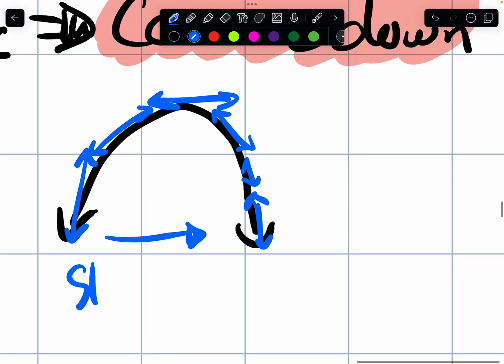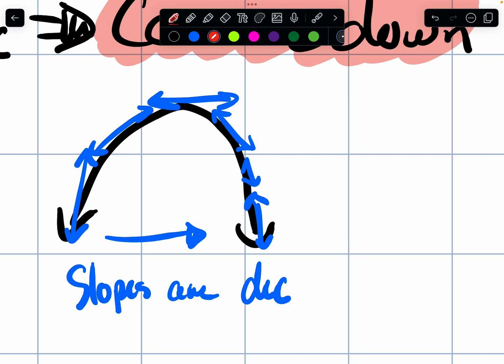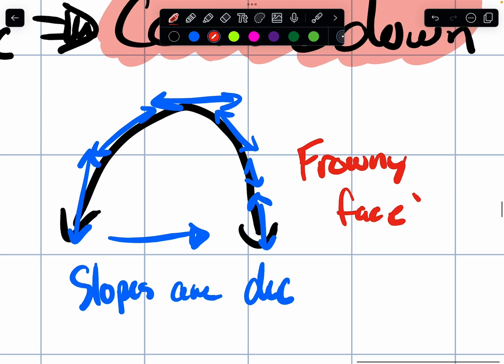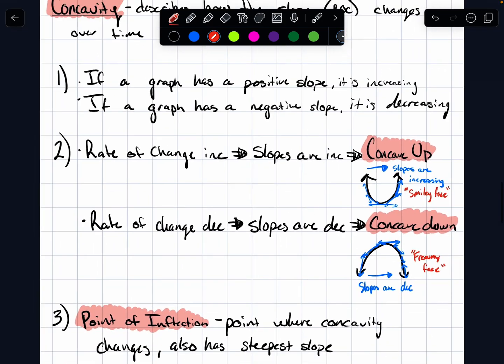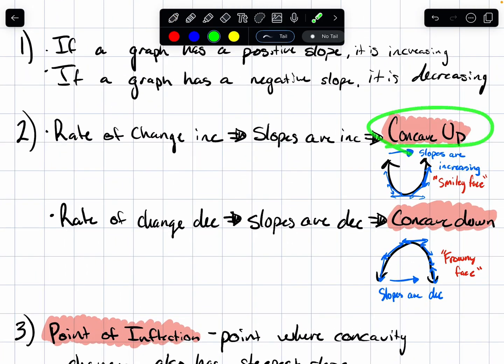So I say slopes are decreasing, and what I like to call this, the other one is a smiley face or a happy face, this one is a frowny face. So that's kind of the language that I'm going to use when we're looking at these different slopes. I'm going to say, hey, do we have a smiley face? Do we have a frowny face? That will tell me whether it's concave up or concave down.